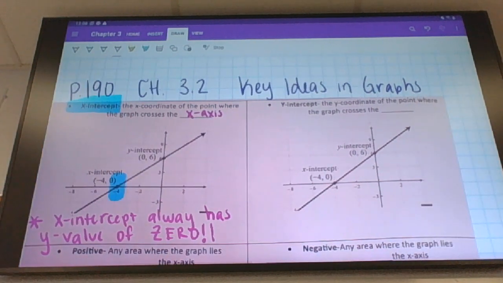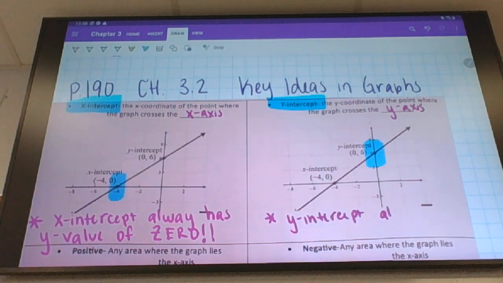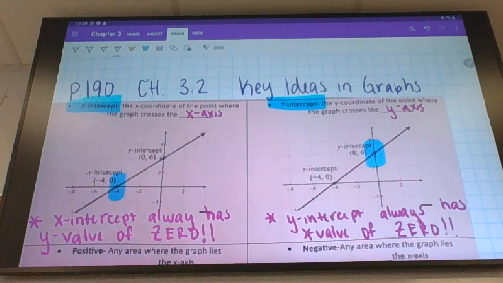Okay, y-intercepts. If you want to highlight the y point on this second one, this is the y coordinate where the graph crosses the y-axis. And so let's make a similar note. A y-intercept always has what? An x. Yes, always has an x value of 0. There's always an x value of 0 on the y-intercept.